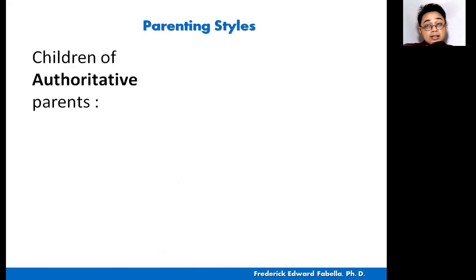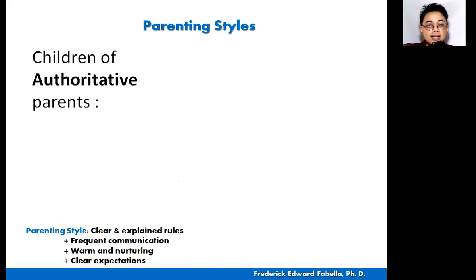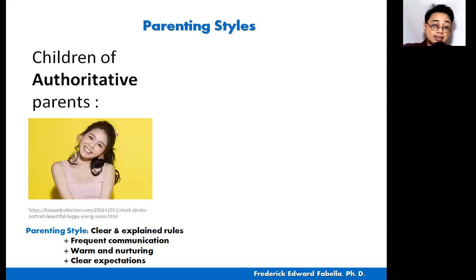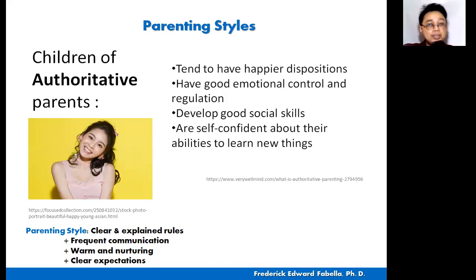But what about children of authoritative parents? Again, the parenting style is this: clear and explained rules, frequent communication, warm and nurturing, and there are clear expectations. Children of authoritative parents tend to have happier dispositions. They have good emotional control and regulation. They develop good social skills, and they are self-confident about their abilities to learn new things.